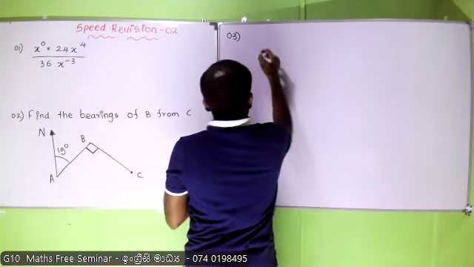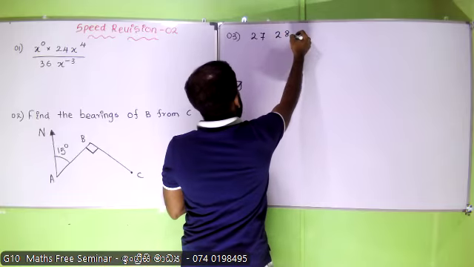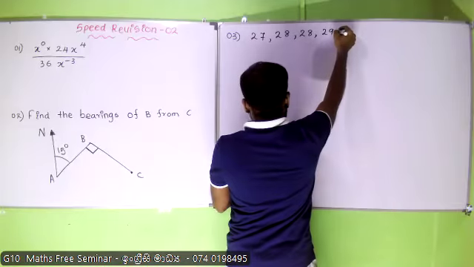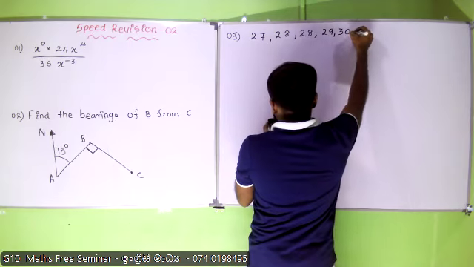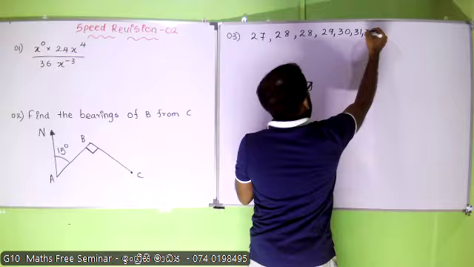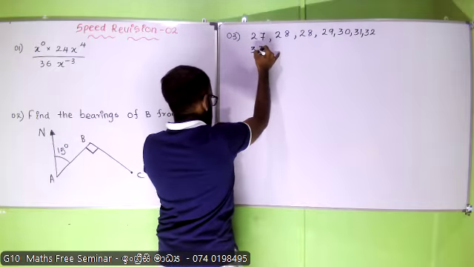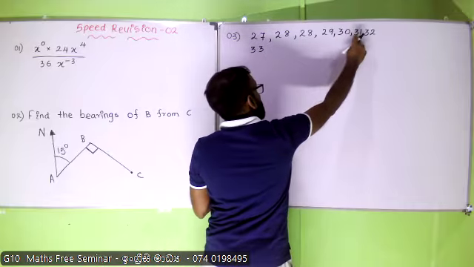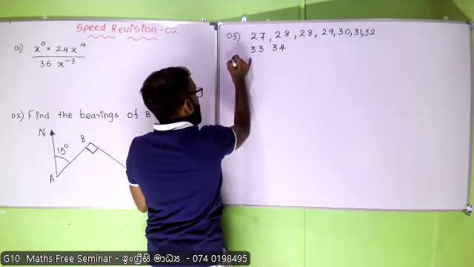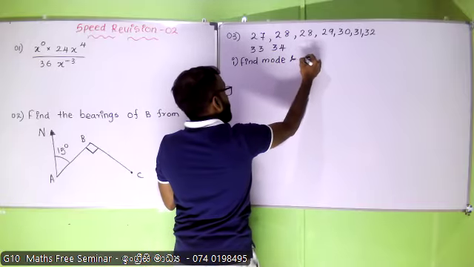Third one. 27, 28, 28, 29, 30, 31, 32, 33, 34. Find the median.